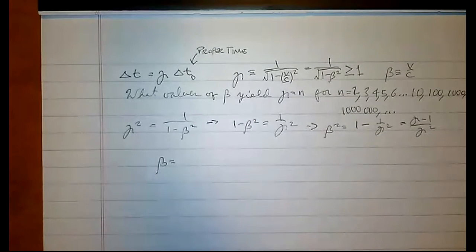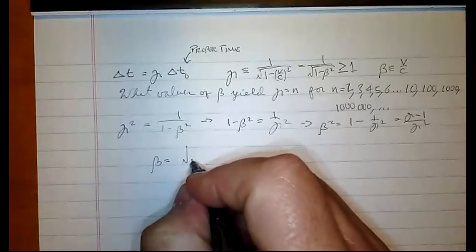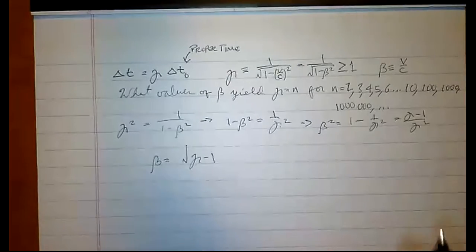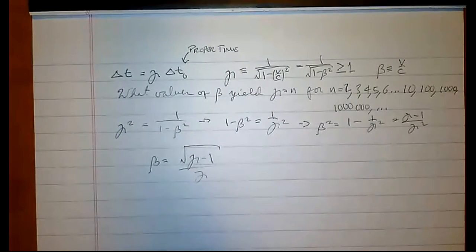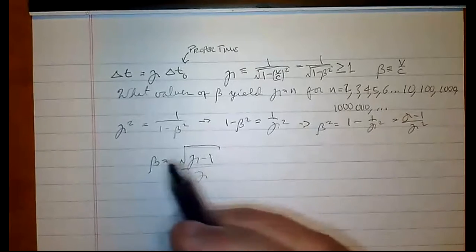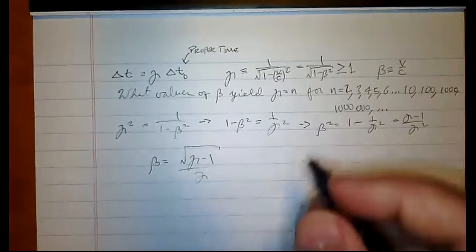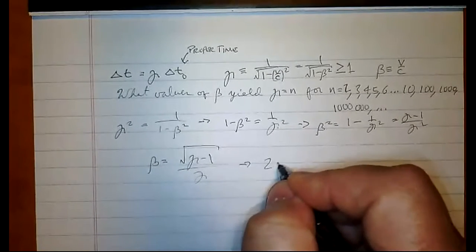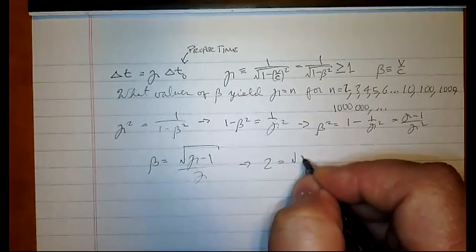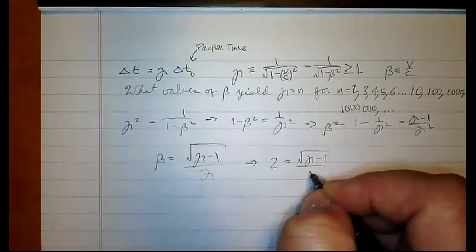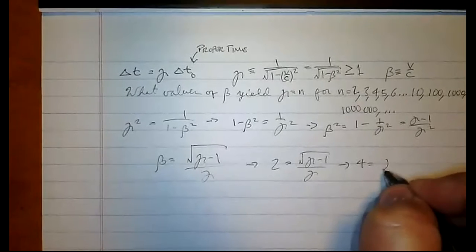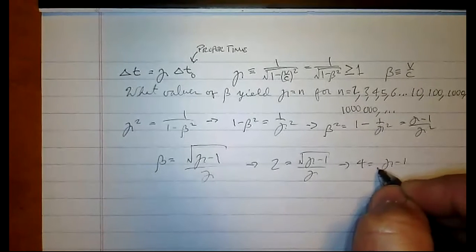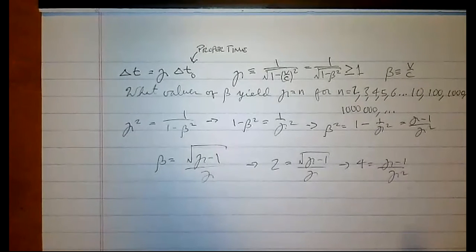So beta would in fact equal the square root of gamma minus 1 over gamma. So that's a nice, neat expression. So all I really want is this to be a whole number. So if I set this equal to 2, let's say 2 is equal to the square root of gamma minus 1 over gamma, then I'll get 4 is equal to gamma minus 1 over gamma squared.